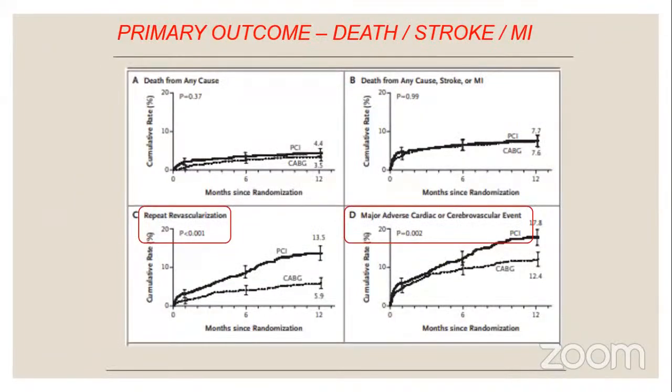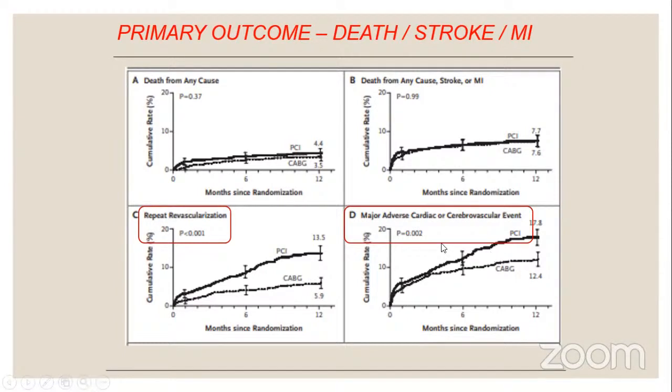Here is a comparison of the primary endpoint between the two groups, the PCI and the CABG, at the time interval of 12 months. Initially, there was no difference between the two groups in terms of death from any cause. Also, there was no difference in stroke, or the overall cause of death and myocardial infarction. However, there was a clear difference between the two groups, PCI and CABG, in terms of repeat revascularization. Patients in the PCI group had a higher rate of repeat revascularization with a statistically significant result.